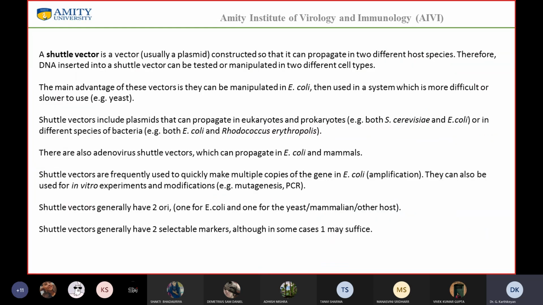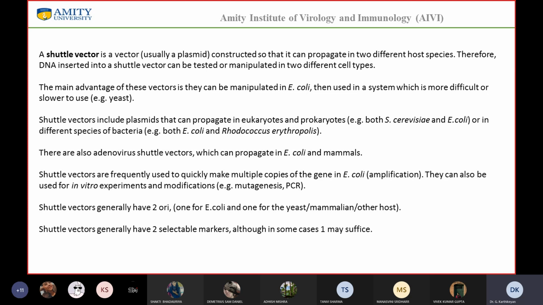Okay, all right. So a shuttle vector is generally a plasmid which is constructed so that it can propagate in two different host species. For example, the pS2 shuttles between E. coli and yeast, and the pIRES plasmid shuttles between E. coli and mammalian cells. So therefore, any DNA that is inserted into this shuttle vector can be tested or manipulated in two different cell types. You could clone it and then do the expression studies in the mammalian system.